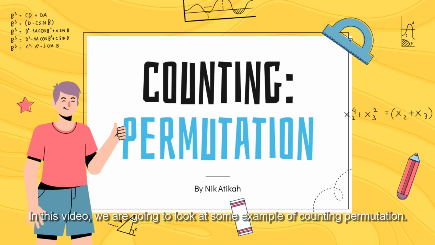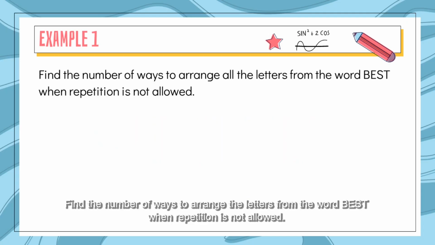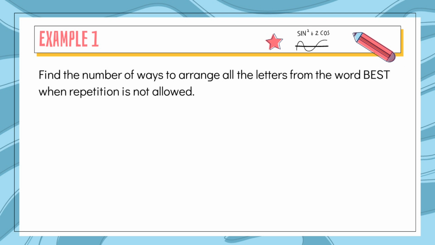In this video, we are going to look at some examples of counting permutations. Example 1. Find the number of ways to arrange the letters from the word BEST when repetition is not allowed. How can we solve this question?